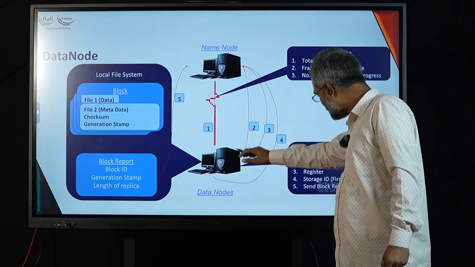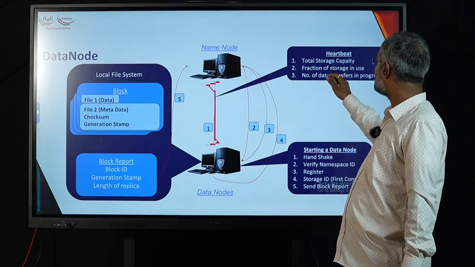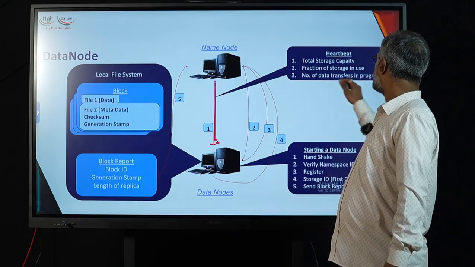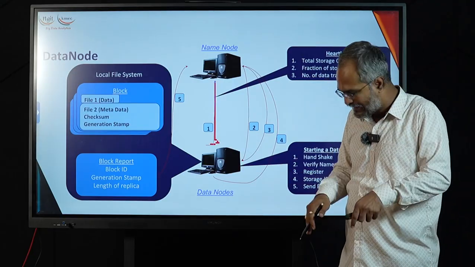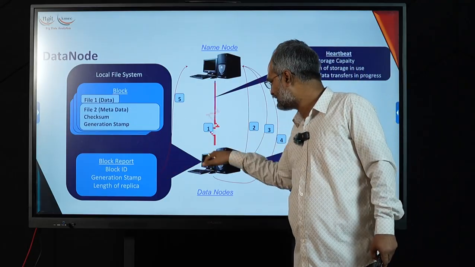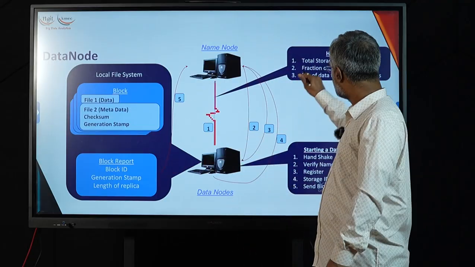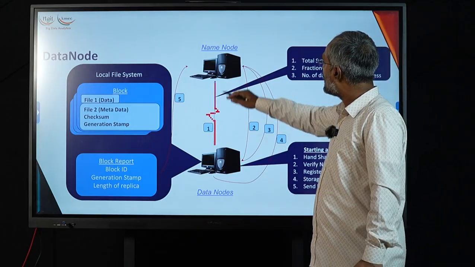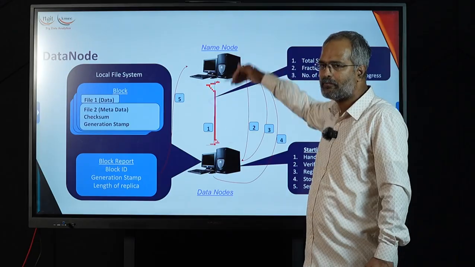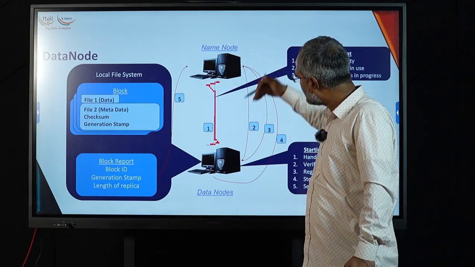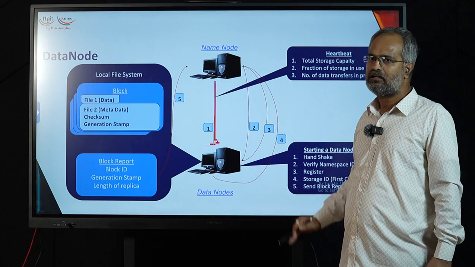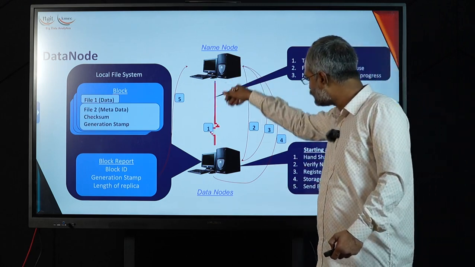So what is the total storage capacity? Fraction of storage in use, and then the number of data transfers in progress at the current time. How many transactions are in progress for this data node? That will also be given. And how will the name node communicate with the data node? The data node is communicating with the name node by using heartbeat. What about the name node's communication with the data node? That is the reply from the name node to the data node, the reply to the heartbeat.